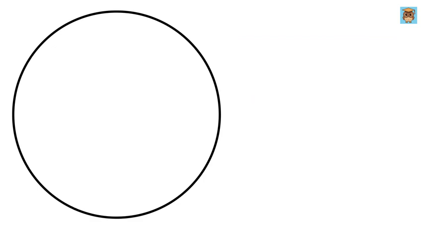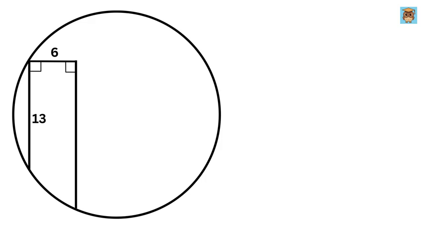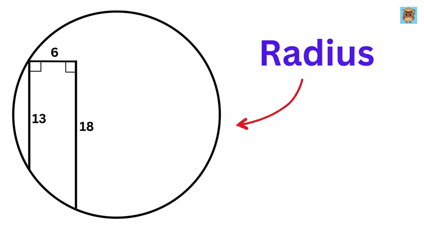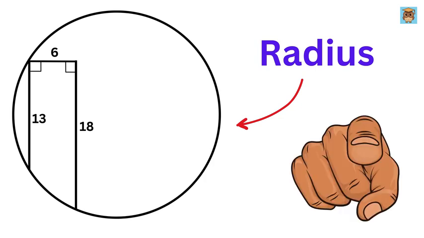We have a circle. Now draw this chord. Its length is 13 units. Then draw this line which is perpendicular to this chord. Its length is 6 units. Then draw another line which is perpendicular to this line. Its length is 18 units. Our job is to find the radius of this circle. So can you solve it?